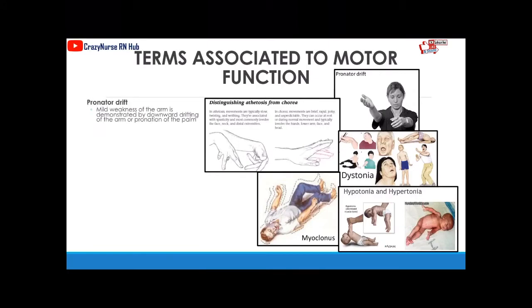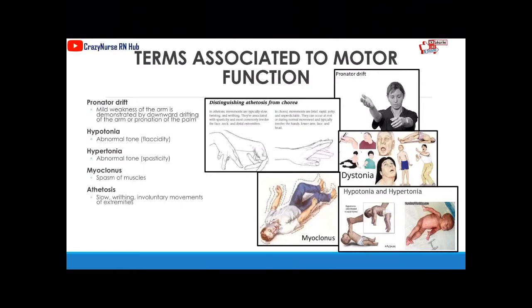First is pronator drift. Mild weakness of the arm is demonstrated by downward drifting of the arm or pronation of the palm. Next, we have hypotonia. It is an abnormal tone and it signifies flaccidity. Also, we have your hypertonia. It is also an abnormal tone that signifies spasticity. Also, we have a term called myoclonus. It is the spasm of the muscles.